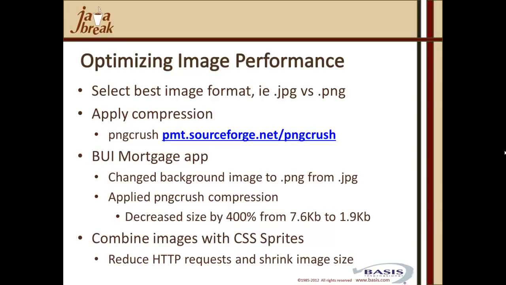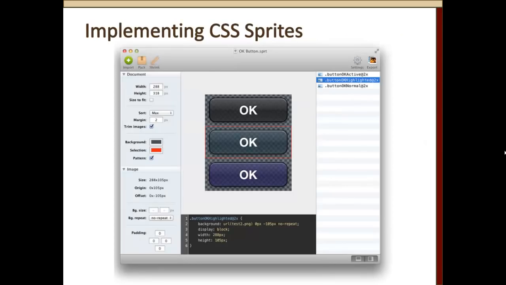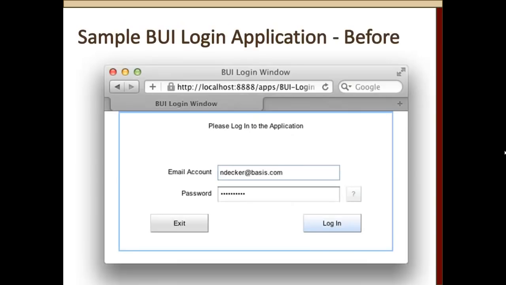Furthermore, we could also combine images with CSS sprites, and that can reduce your HTTP requests and shrink the image size. In some samples, you've seen HTTP requests reduced by tenfold. Here's an example of some of the other toolbar images that we used the PNG compression algorithm against, and you can see we had substantial savings in the size of the images that would have to be transmitted across those high latency lines. We can also implement CSS sprites, as I said earlier, and there are third-party tools that allow us to do that and generate the code for us. So again, a lot of the heavy lifting is done on your behalf.